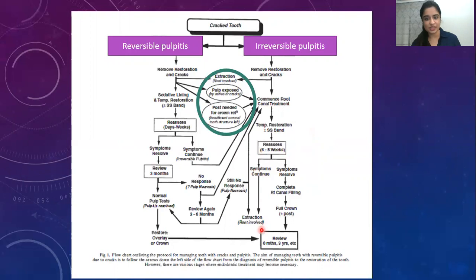Now, if the symptoms continue, then it's an indication that there might be root involvement, so it has to go for extraction. If the symptoms resolve, then complete the root canal filling and give a post and the full crown, whichever is indicated in that particular case. However, we all have to remember that such teeth have to be followed up for up to 3 years.